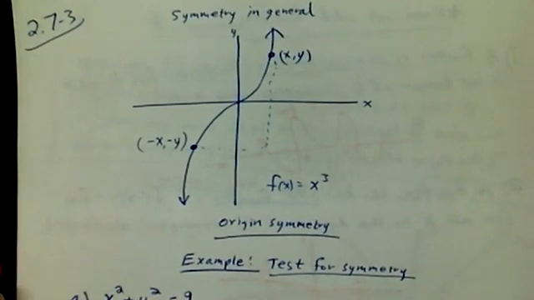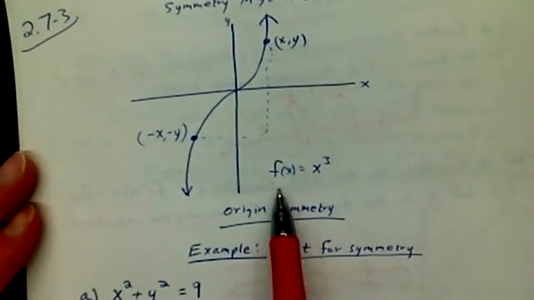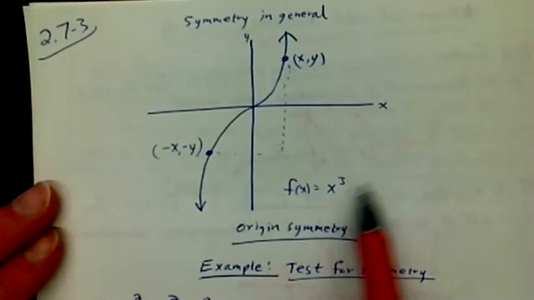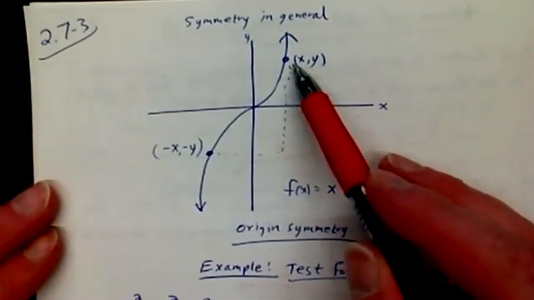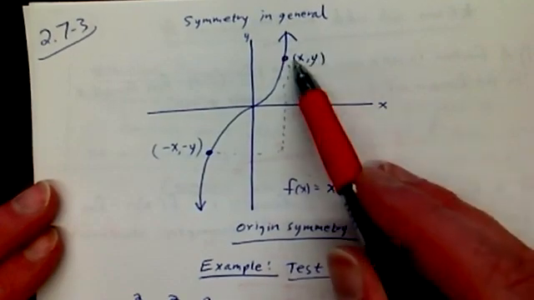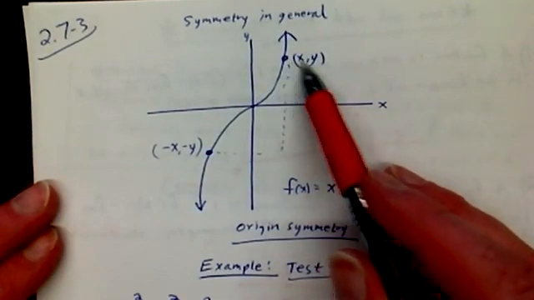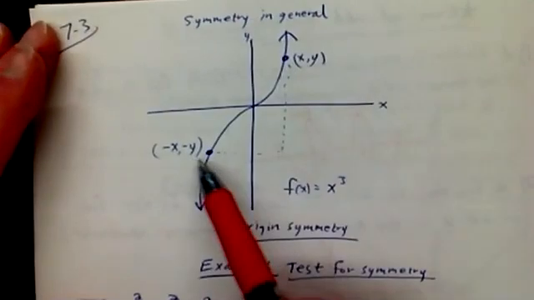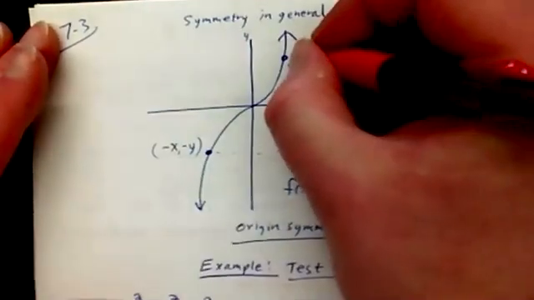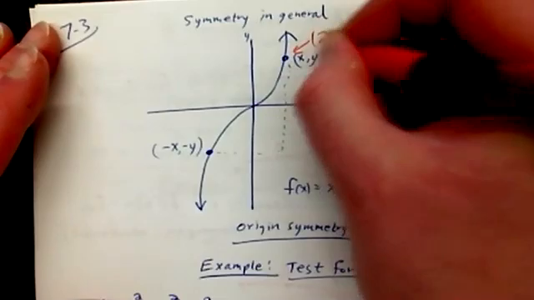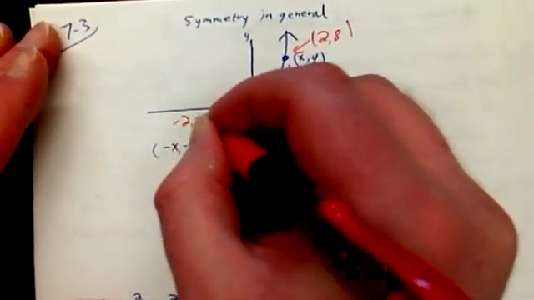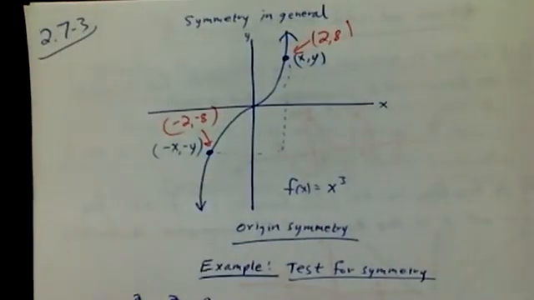Okay, in that case, you can almost think of it as being symmetric across the x and the y, just sort of at the same time. So what I mean is something like f of x equals x cubed. It says, if x, y is here, then it's symmetric about the origin if for every x, y, we also have negative x, negative y. Remember, we saw that specifically with 2, 8 and negative 2, negative 8 with the cube function back in 2.6.